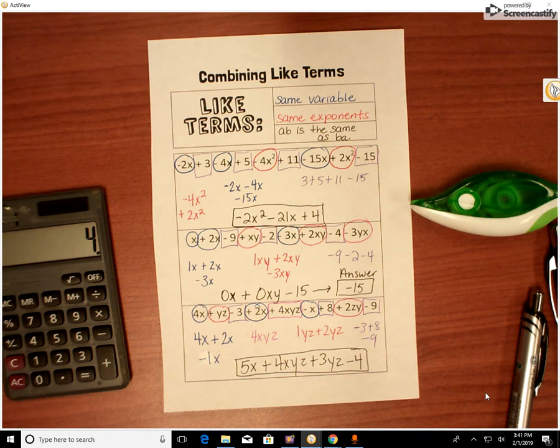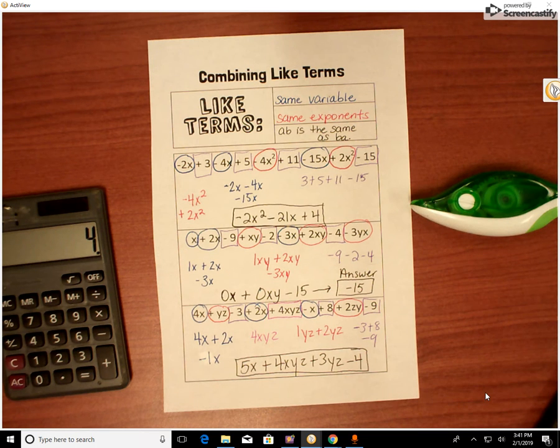Now we had homework for like terms. So you should have got plenty of practice from that. We're going to go over the distributive property in the next video. And then finally, we're going to go over multi-step. So hopefully this helped you, especially if you missed the lesson. But good luck.